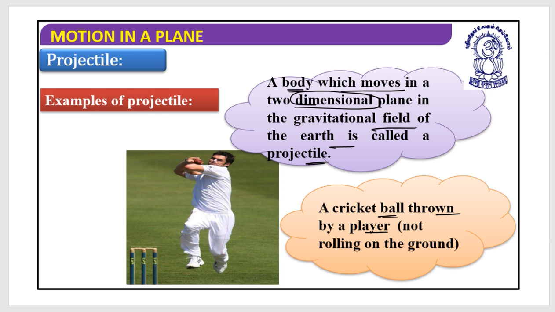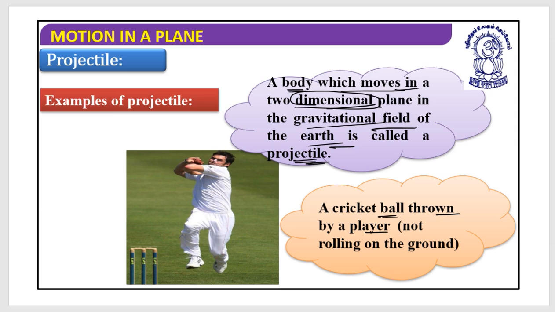It's a two-dimensional motion. Whatever we have done up till now is one-dimensional motion. We talked about an object moving either in the x direction or in the y direction. Here it may move in both dimensions simultaneously, at the same time. So it's a motion in a plane. A body which moves in a two-dimensional plane in the gravitational field of the earth, moving under the effect of gravity, is what we call a projectile. I hope this is clear.